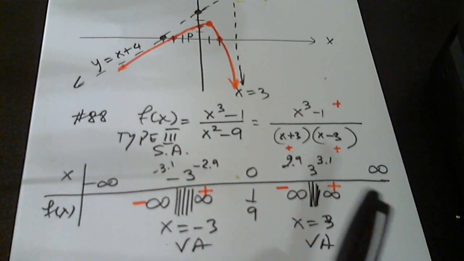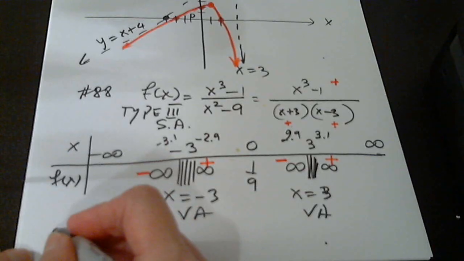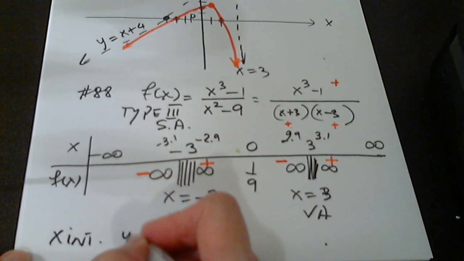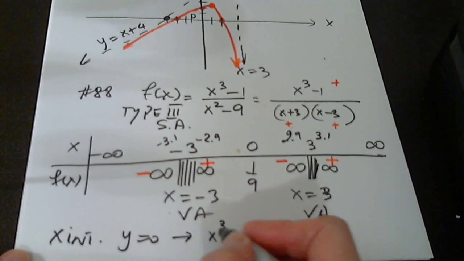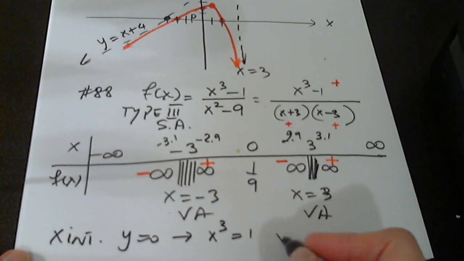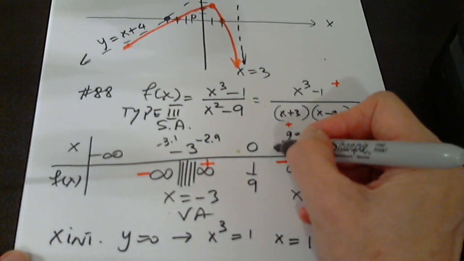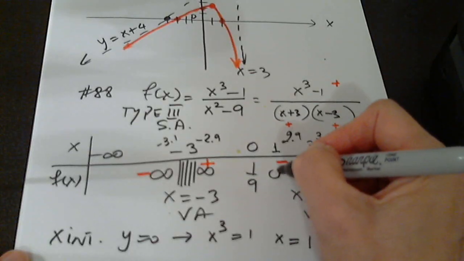You remember a fraction is 0 when the top is 0, for the x-intercept. Y is 0 means x cubed equals 1. So this is x equals 1, which is right here. 1, comma 0.